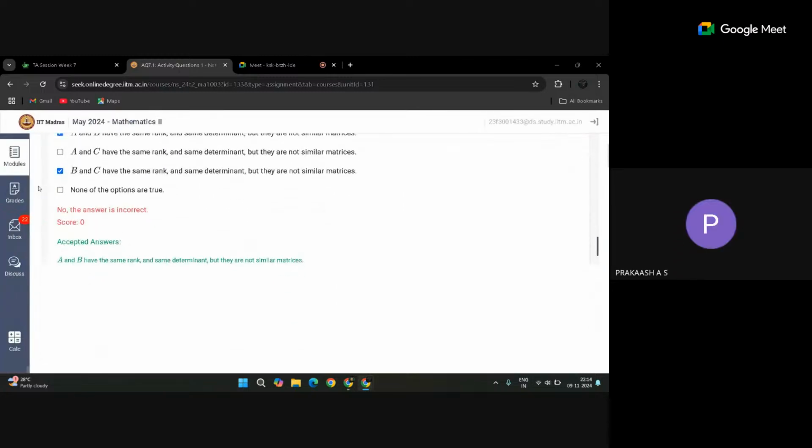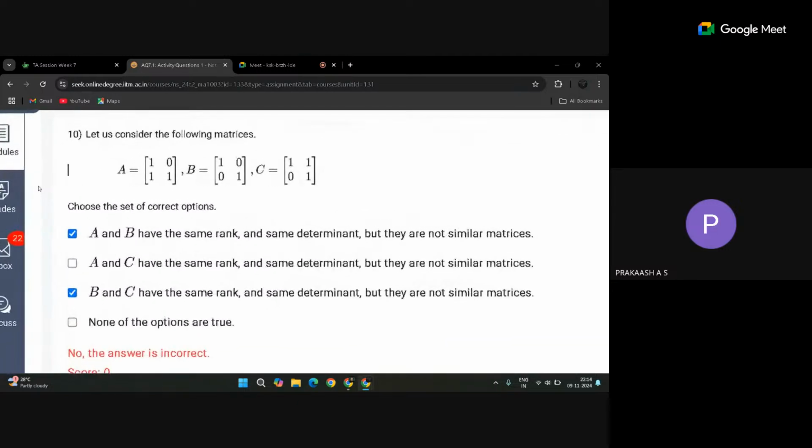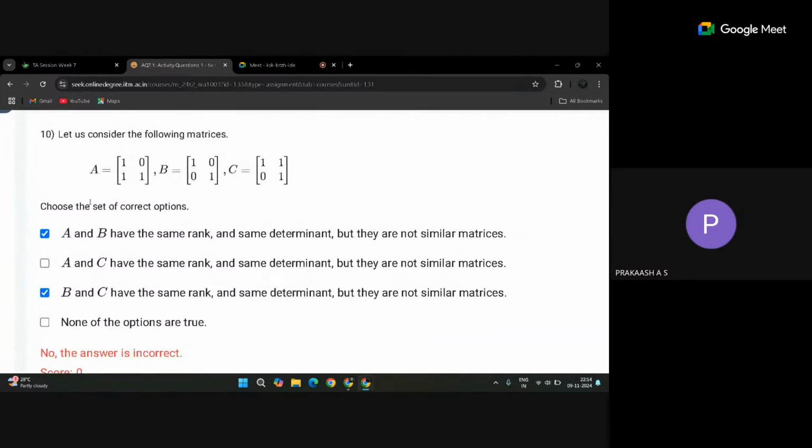Sir, we have to check eigenvalues also, I think. Actually, you don't have eigenvalues here in Math 2. You will get that in MLL. Sir, the second option says A and C have the same rank and the same determinant, but they are not similar matrices. They actually are similar, so the incorrect option is the one saying they are not similar, because we can just exchange these two rows. Okay, thank you, sir.